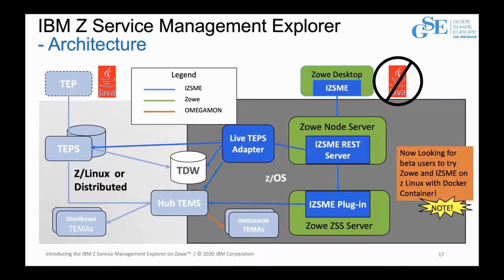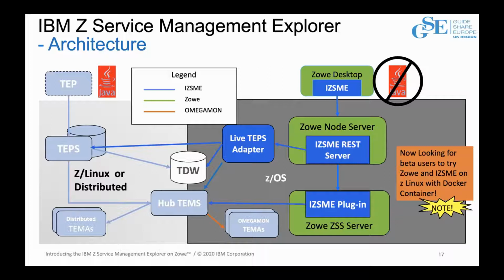Okay, so this is the general flow. If you look at IZSME at the top, it runs in the browser. Then you have the REST server that's created in the Node server itself, and then you have the IZSME plugin that's in the ZSS server. These all run on z/OS.